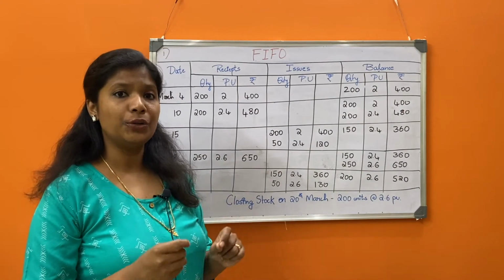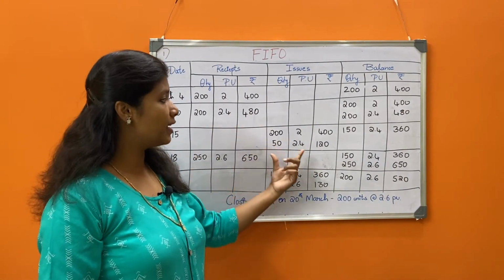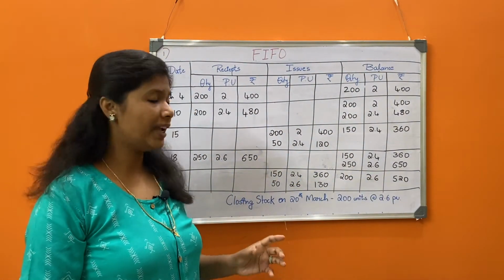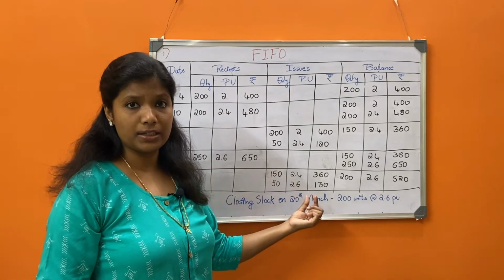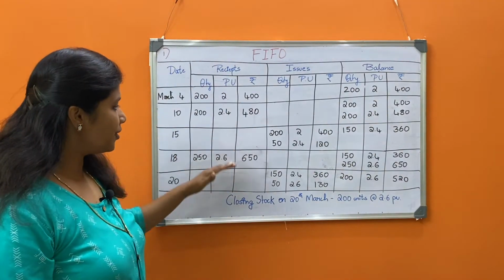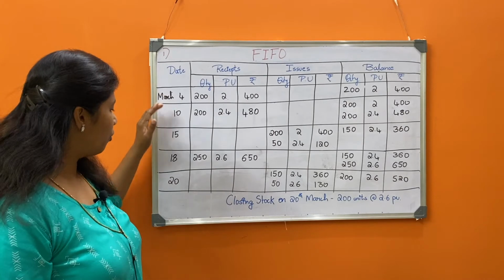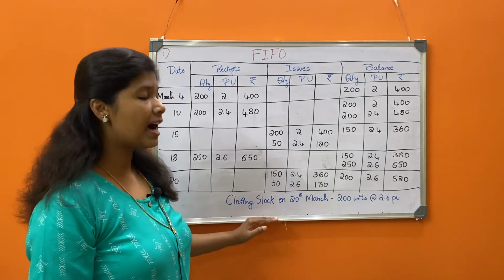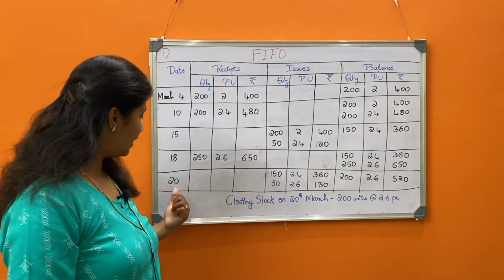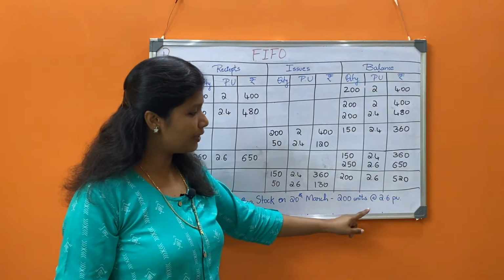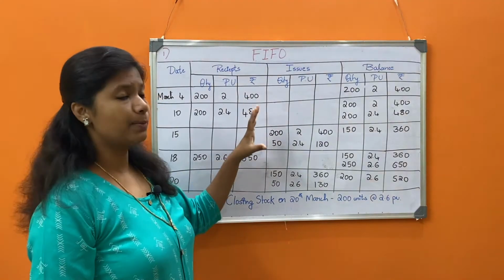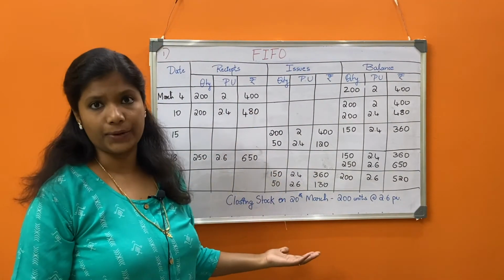Whenever you are writing receipts, issue or balance, please multiply the values correctly. The number of units with the per unit rate, multiply it correctly. So we have entered all the transactions for the question from March 4th to 20th. We have to write after each question the closing stock. The closing stock as on the last date, 20th March, is 200 units at the rate 2.6 per unit. Hope you understood the concept of FIFO and how to calculate it.